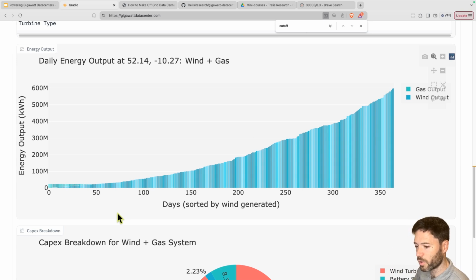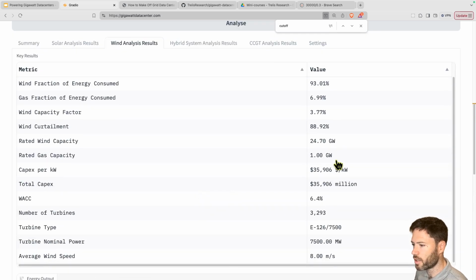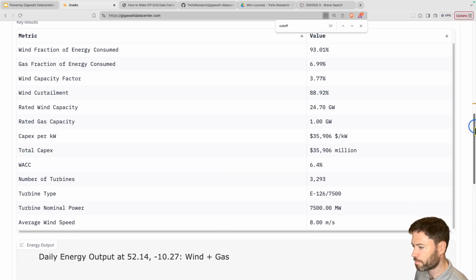And so we need to massively overbuild the wind plant. You can see that here. We're building 24 gigawatts of wind for every gigawatt that we need to sustain to the data center. And we do have a gigawatt as well of the open cycle gas turbine.